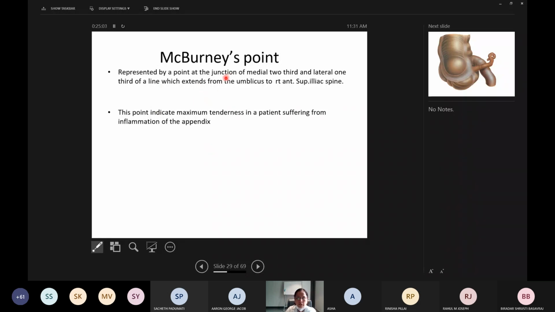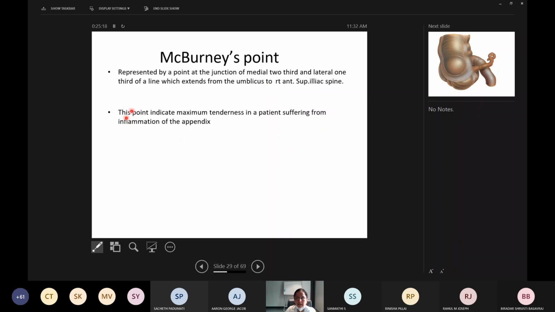What is this McBurney's point? It is represented by a point at the junction of the medial 2/3 and the lateral 1/3 of a line which extends from the umbilicus to the right anterior superior iliac spine. So that is McBurney's point.